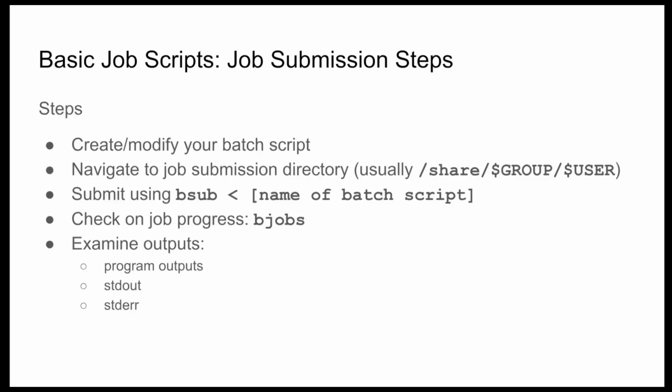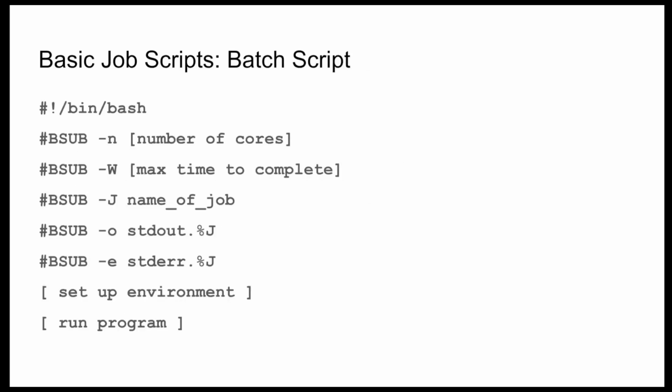As your job is running, you will check on the job progress using bjobs. This isn't necessary every single time, but it's how you'll know whether it's still running or not. And then finally, you will examine the outputs, including the intended program outputs. You're probably running your job with the intent to make certain files, as well as the standard output, which is what your program prints when things go well, as well as the standard error, which is what your program prints when things go poorly.